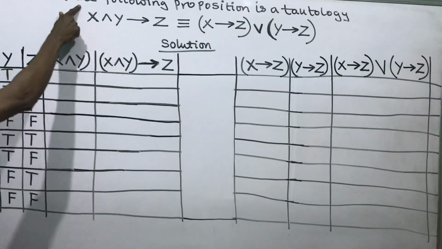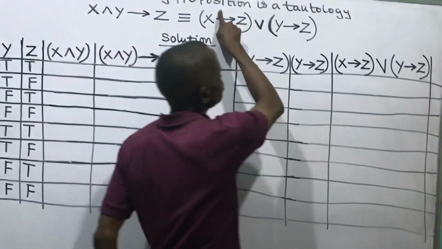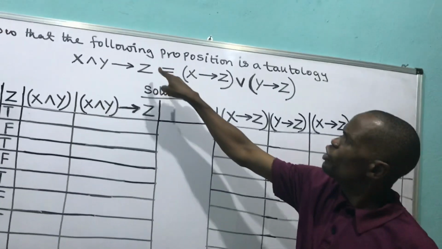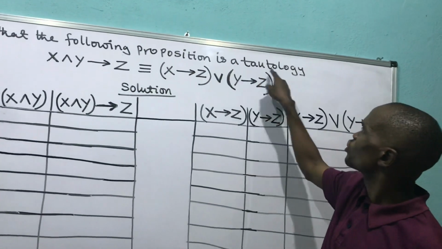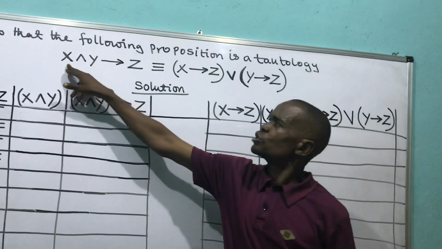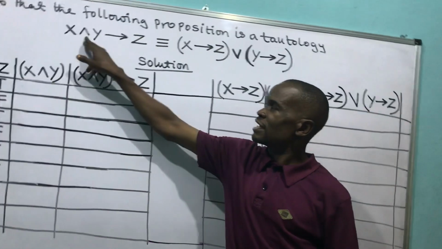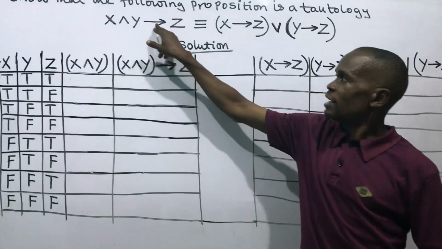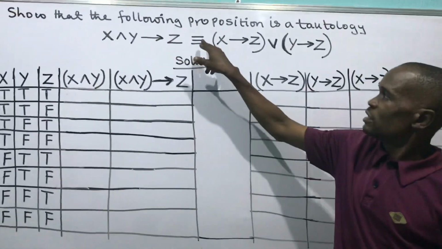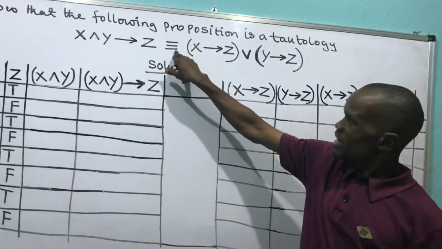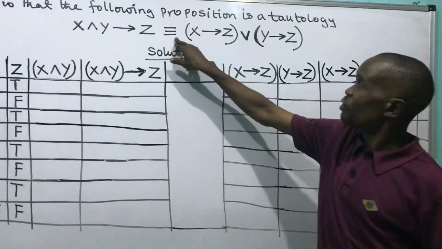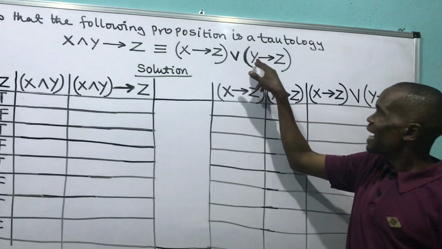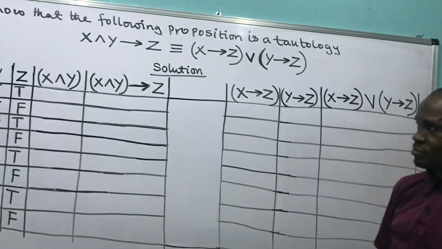Show that the following proposition is a tautology. Look at the question. X intersection Y, that's it. X AND Y implies Z, whether it's equivalent, this is the equivalent symbol, equivalent to X implies Z or Y implies Z.